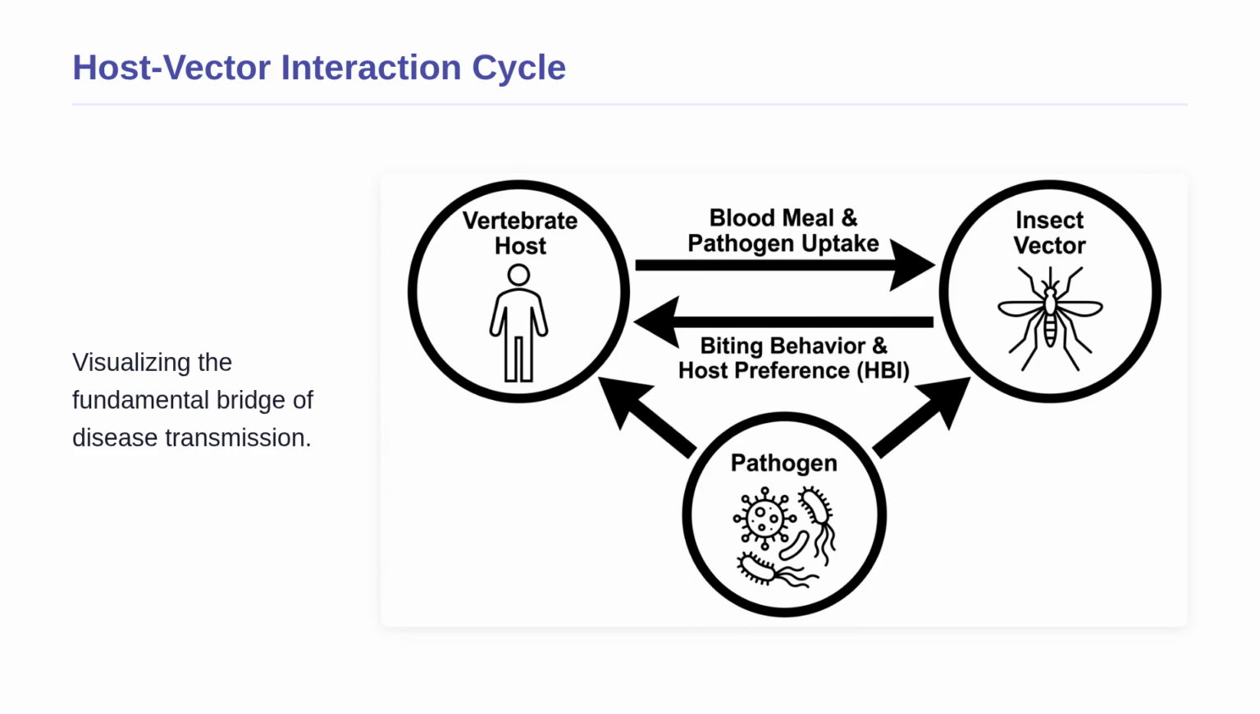When the vector takes a blood meal, it uptakes the pathogen from an infected host. The arrow returning to the host represents the biting behavior and host preference, governed by the human blood index we calculated earlier. This diagram shows that the vector is the critical bridge. If we break these arrows, the disease cannot spread.